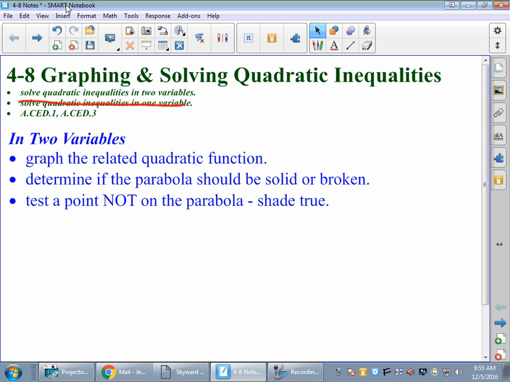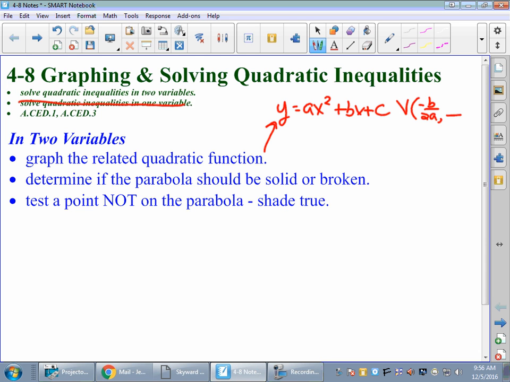So a lot of review concepts here. To graph, if the equation is given in standard form, to get your vertex, you have negative b over 2a, and then you got to plug that in. Also, if it's in standard form, your y-intercept is c, just as a review. If it's in vertex form, you have the vertex. Your vertex is h and k, but unfortunately you do not have the y-intercept.